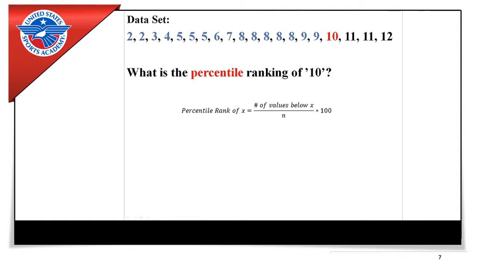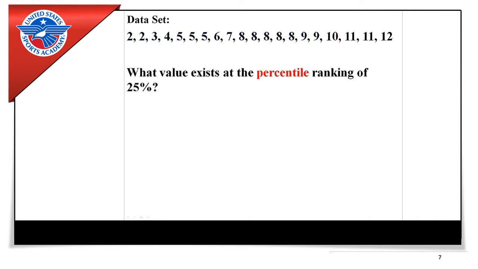So for the question of what is the percentile ranking of 10, we can use this equation. The percentile ranking of any value is equal to the number of values below that value divided by the total number of values in the set times 100. So there are 16 blue numbers below 10, and there are 20 total numbers. So 16 divided by 20 times 100 is 80%. The percentile rank of the value 10 is 80% because 80% of the scores lie below it.